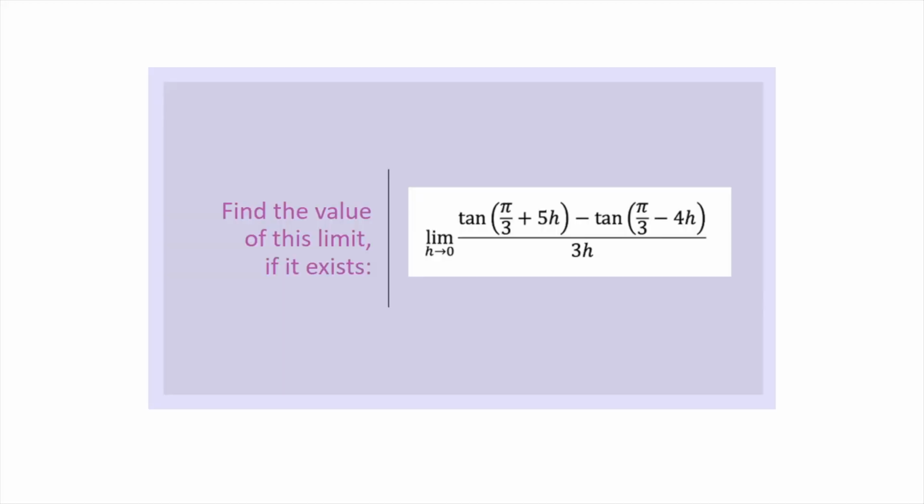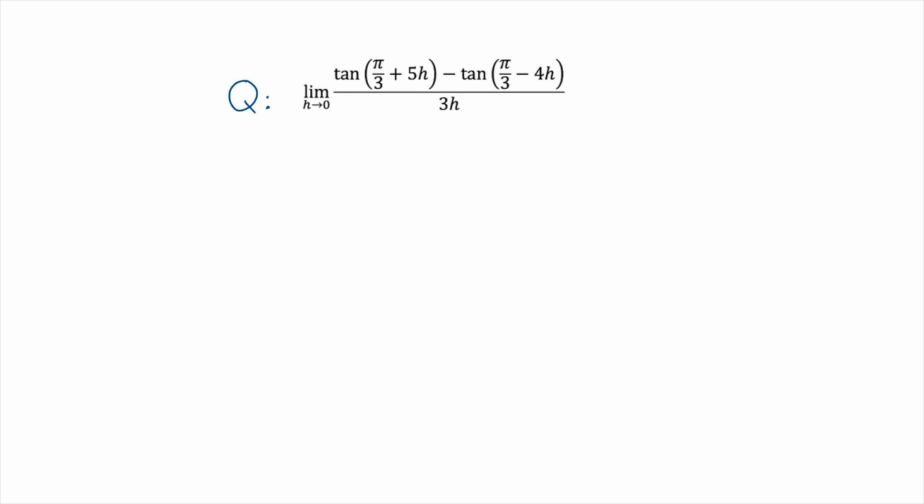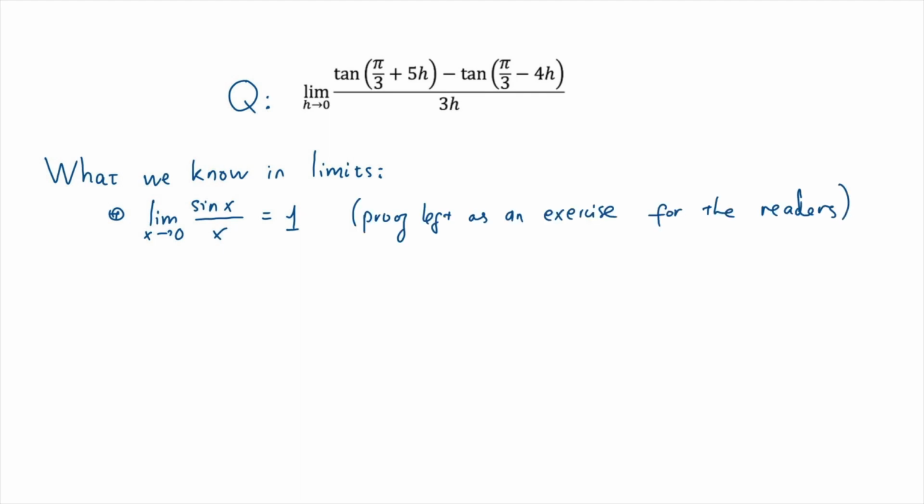The question today is to find the value of this limit if it exists. Before we tackle the problem, it's good to know what we actually know about limits in the first place. The first thing, which is quite well known, is that the limit as x approaches 0 of sin x over x is 1. This is quite important in calculus, and so that's why the proof is left as an exercise for the readers.